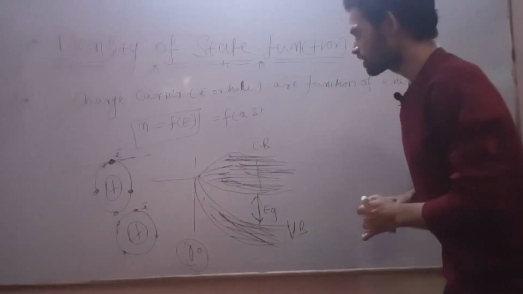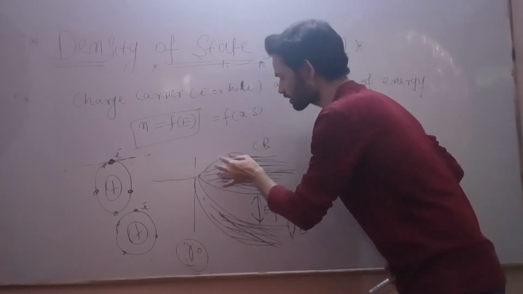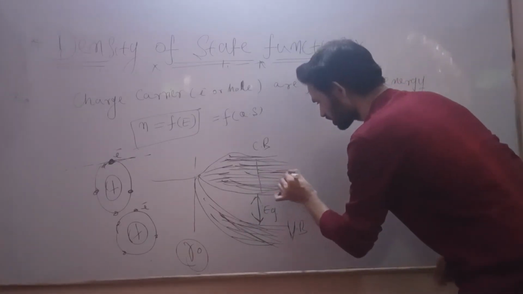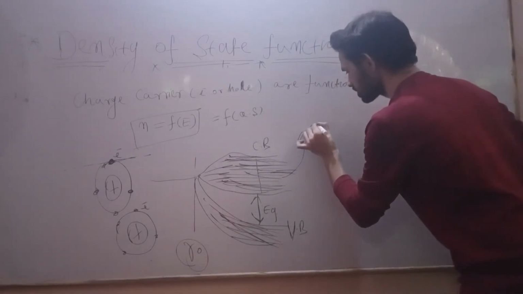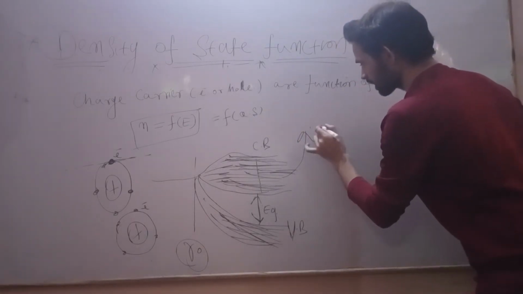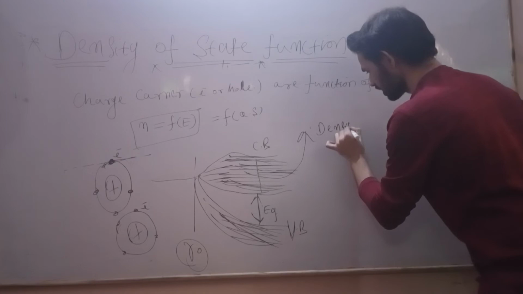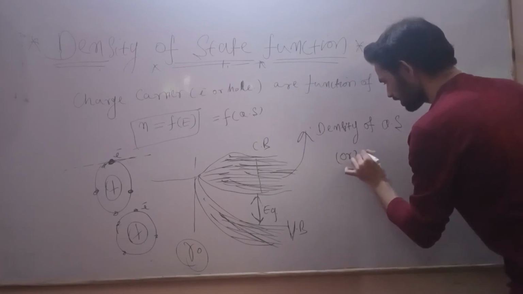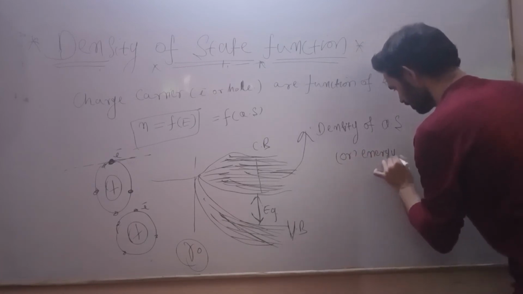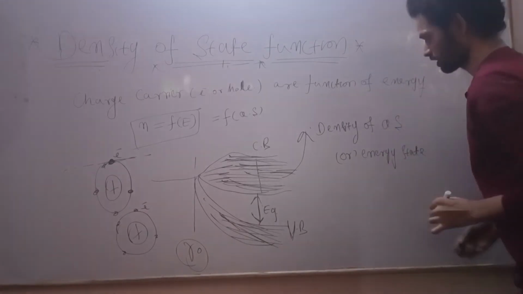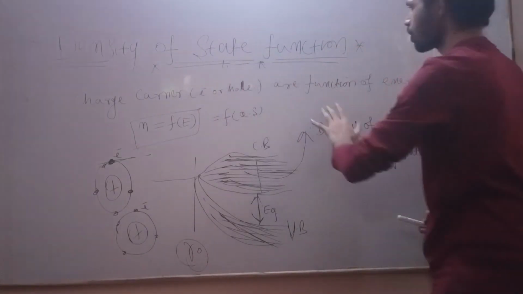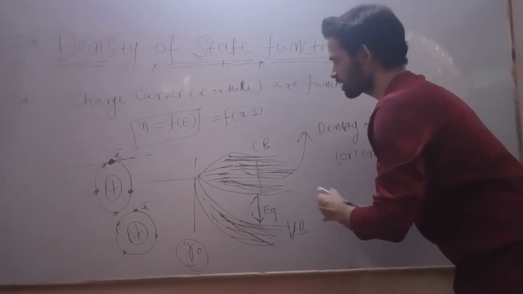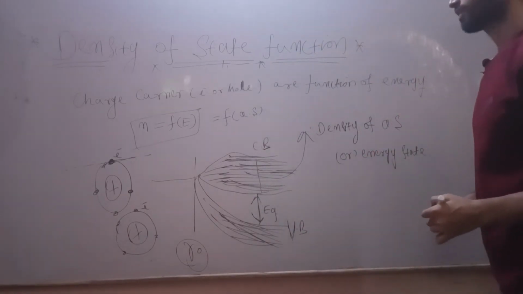As we know very well, each allowed energy band is actually made up of discrete energy levels. So these discrete energy levels are nothing but a density. These are the density of quantum states or energy states. So this is the density of state function, either in the conduction band or in the valence band.